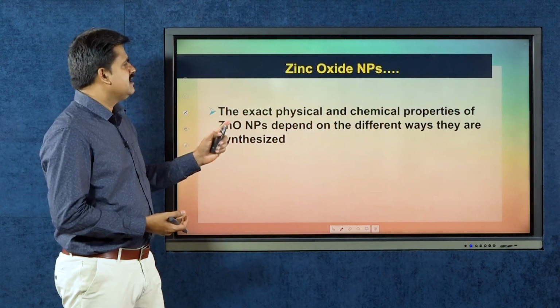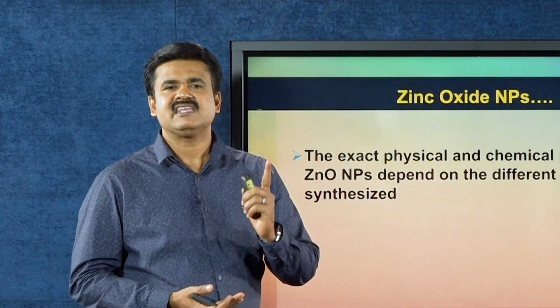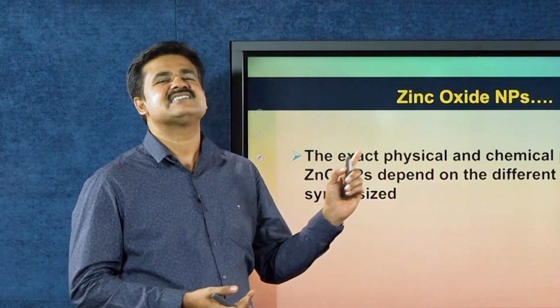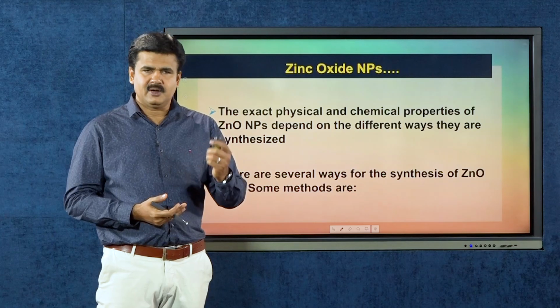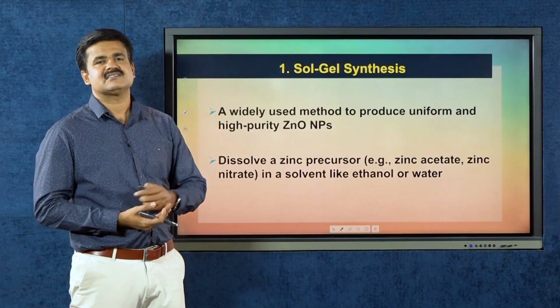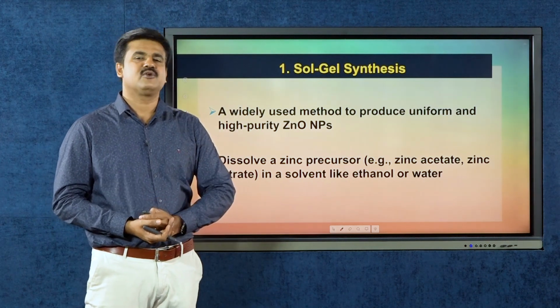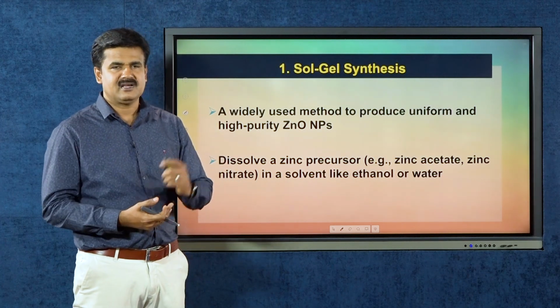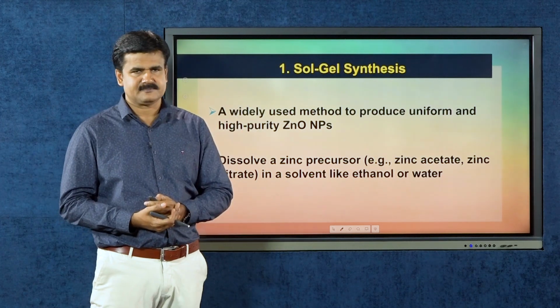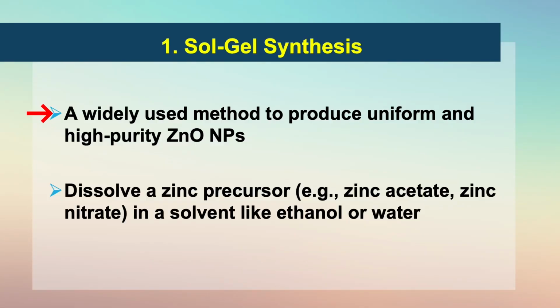Now, the exact physical and chemical properties of zinc oxide nanoparticles depend on the different ways in which they were synthesized. This is a very crucial or most important point. Now, there are several ways to synthesize zinc oxide nanoparticles, and these are some important methods. The first most popular method for the synthesis of zinc oxide nanoparticles is the sol-gel synthesis. It is a widely used method to produce uniform sized and highly pure zinc oxide nanoparticles.